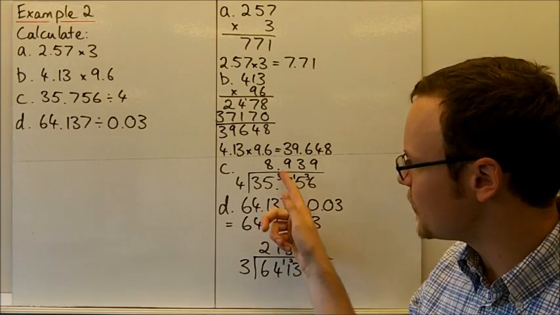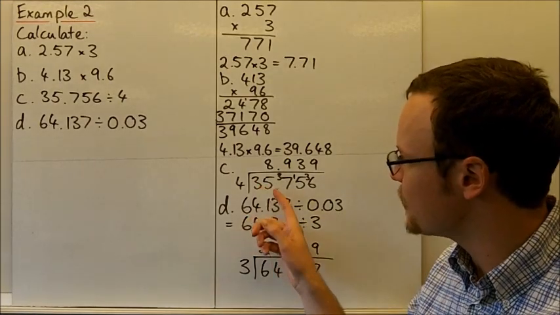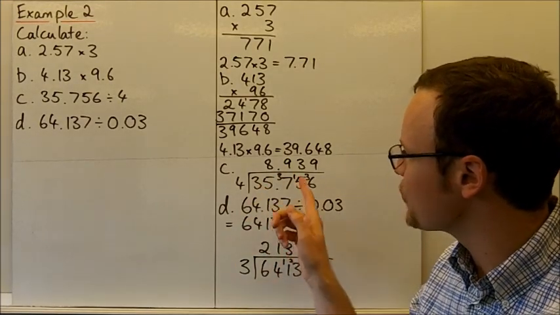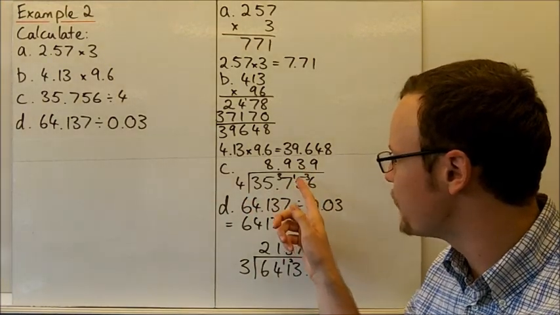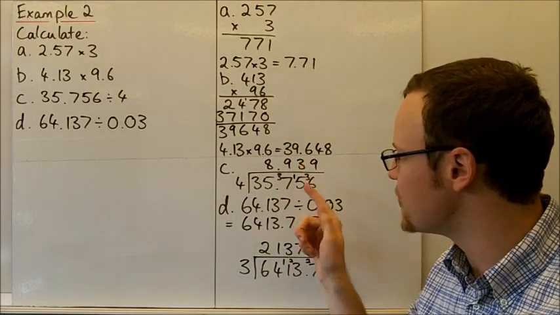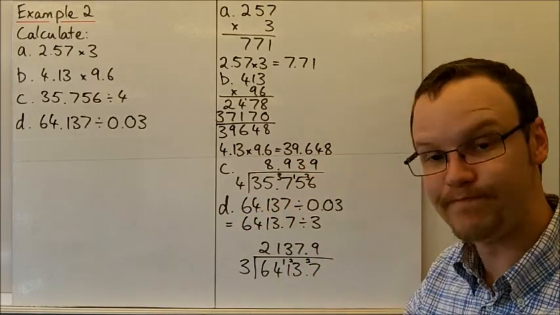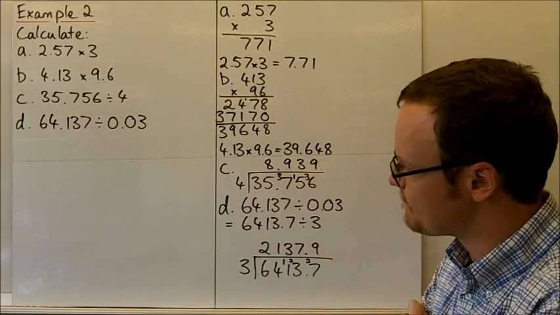For our problem here, we've got a whole number, so it should be very easy to divide. 35.756, we've aligned the decimal point, making sure it's directly above it. 35 divided by 4 is 8, remainder 3. 37 divided by 4 is 9, remainder 1. 15 divided by 4 is 3, remainder 3. And 36 divided by 4 is 9. So there we go. We've got our answer there for C.